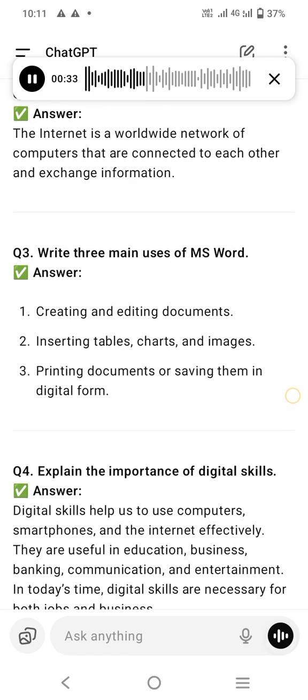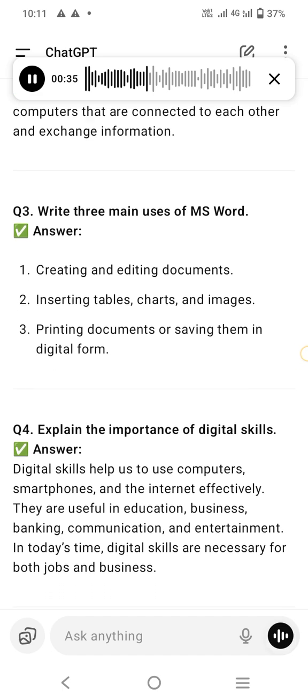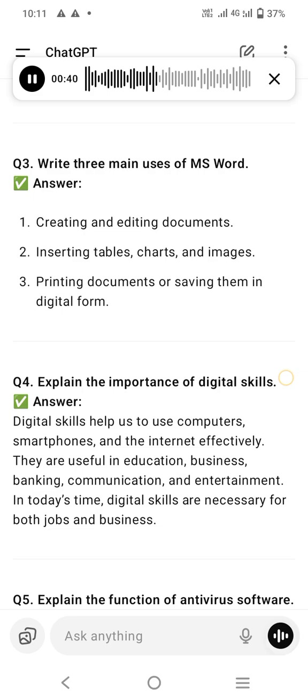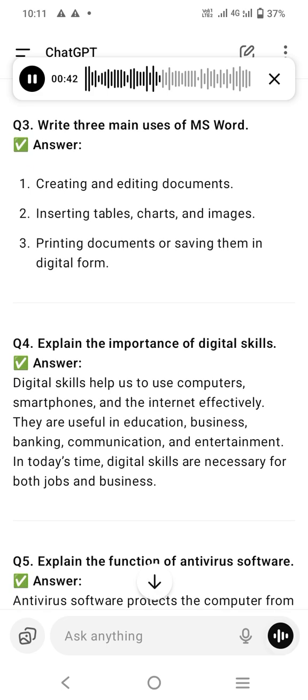Q3. Write 3 main uses of MS Word. Answer. 1. Creating and editing documents. 2. Inserting tables, charts, and images. 3. Printing documents or saving them in digital form.